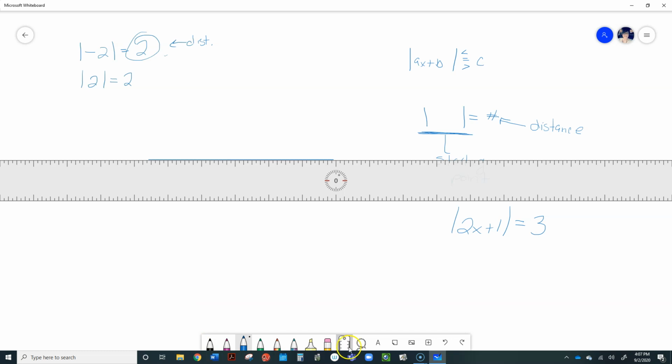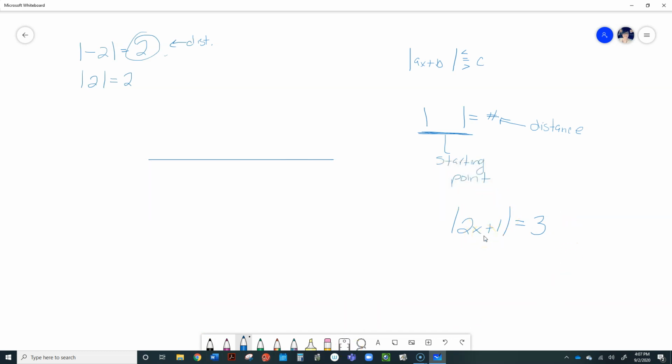So when I have an algebra expression right here, the only thing that changes is that I don't know where I'm starting from. At some point you will learn how to do that. But what this is saying is wherever my starting point, wherever I'm starting, I am 3 units away. So even though I don't know where I'm starting from, I know that I want to go 3 units away. I can go 3 units away on the right and I can go 3 units away on the left.